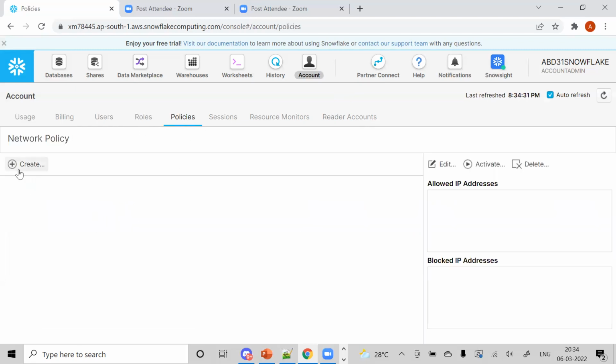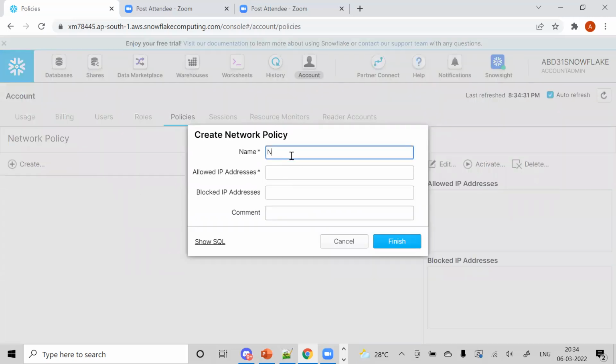So what I'll do is I'll create one network policy. Let's make it account level, and I will give my IP address only, so that only my IP address should work. Others should not be able to log in. Let me stop my share because I will copy my public IP here, and I will ask you again to log in. I can give multiple IPs, comma separated, like IP1, comma IP2. That's all I'm going to do.